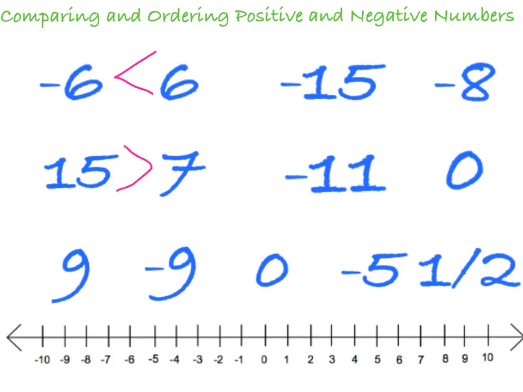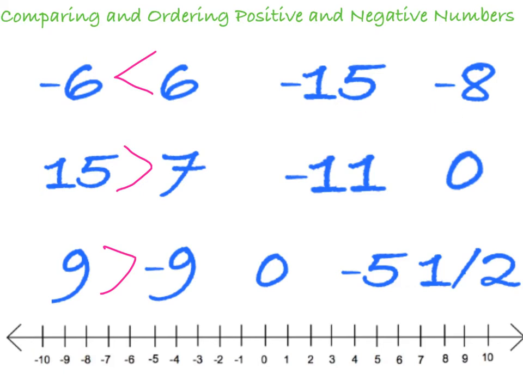Our third set of numbers is 9 and -9. As I talked about with this first problem, any negative number is always smaller than a positive number, making positive 9 greater than negative 9. Our fourth set of numbers is negative 15 and negative 8.